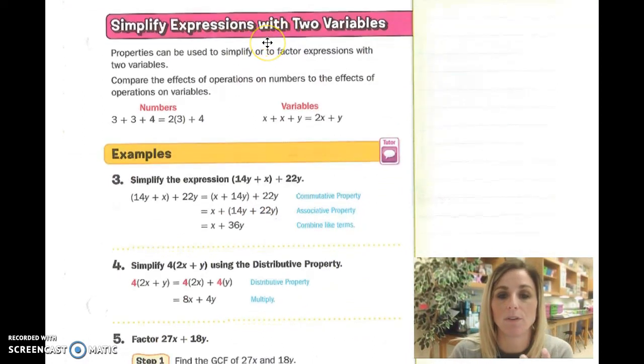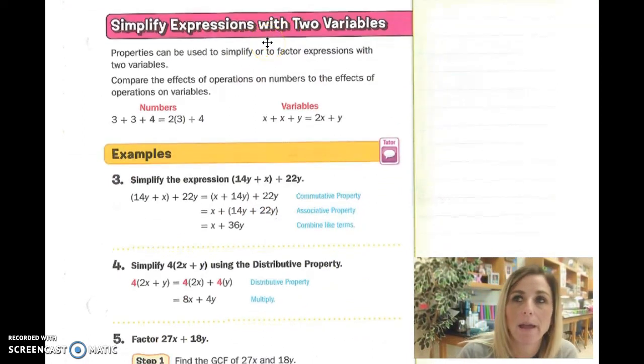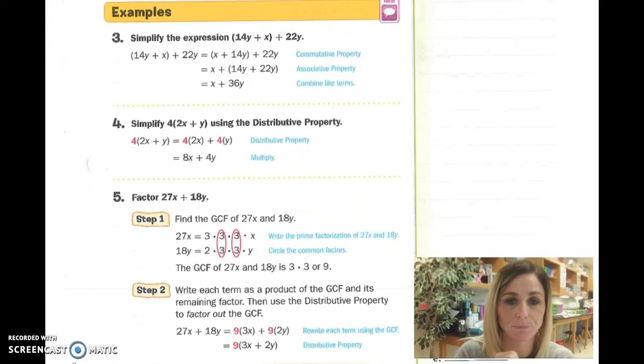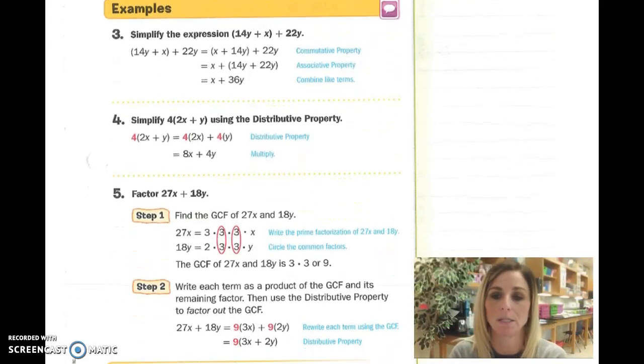Simplifying expressions with 2 variables. So now we're going to have an x and a y, or we're going to have an s and a t. So we got to make sure that we combine the like terms. So when you see 2 of them that are the same, we need to try to get those together. Okay, so let's take a look at this example right here. Remember, you should be doing these with me so that you have them in your notes in case you need something to go back to.